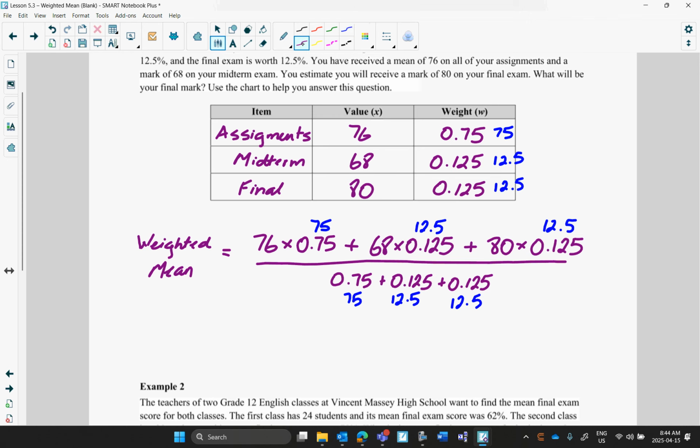So when you multiply these three and add them all up, we are going to get 75.5. And when you add all the decimals up on the bottom, you get 1. So that means your final mark will be 75.5%. Okay.